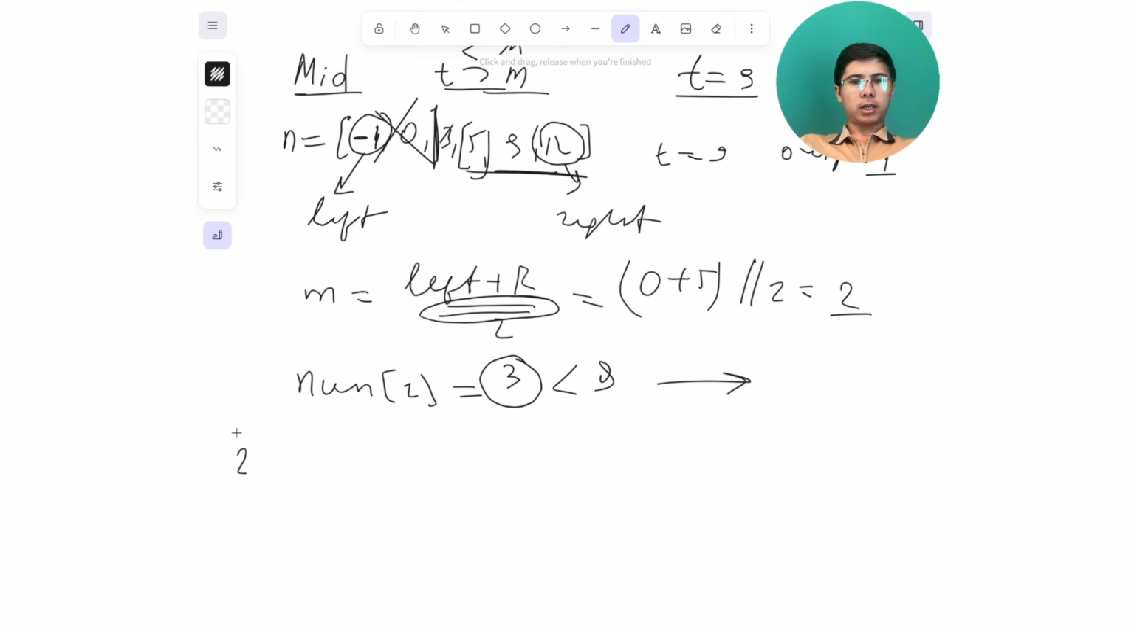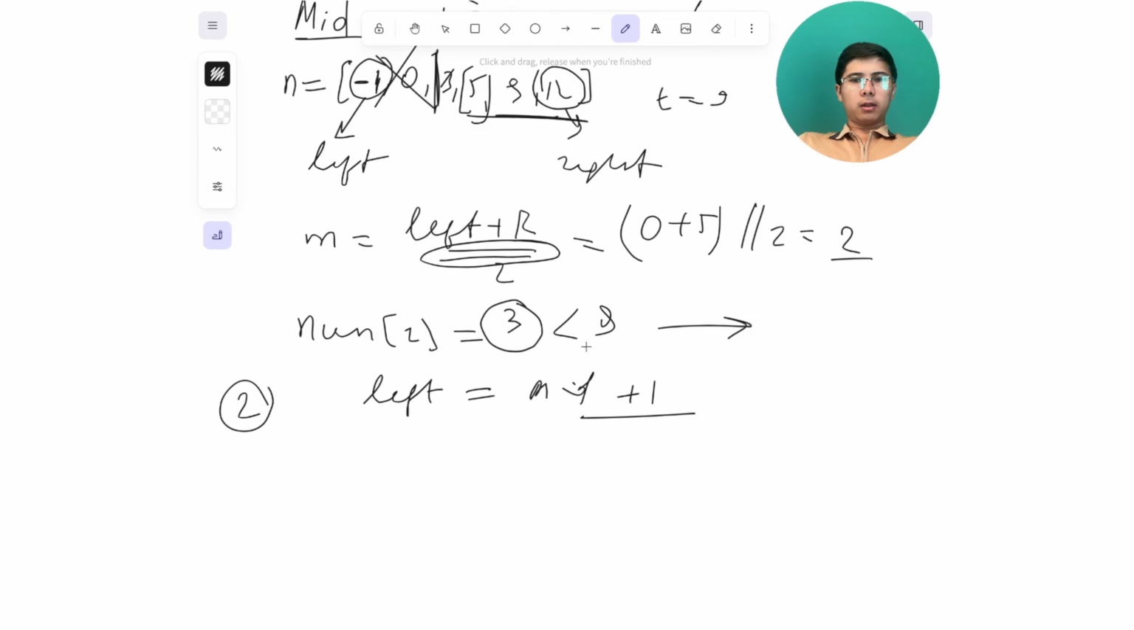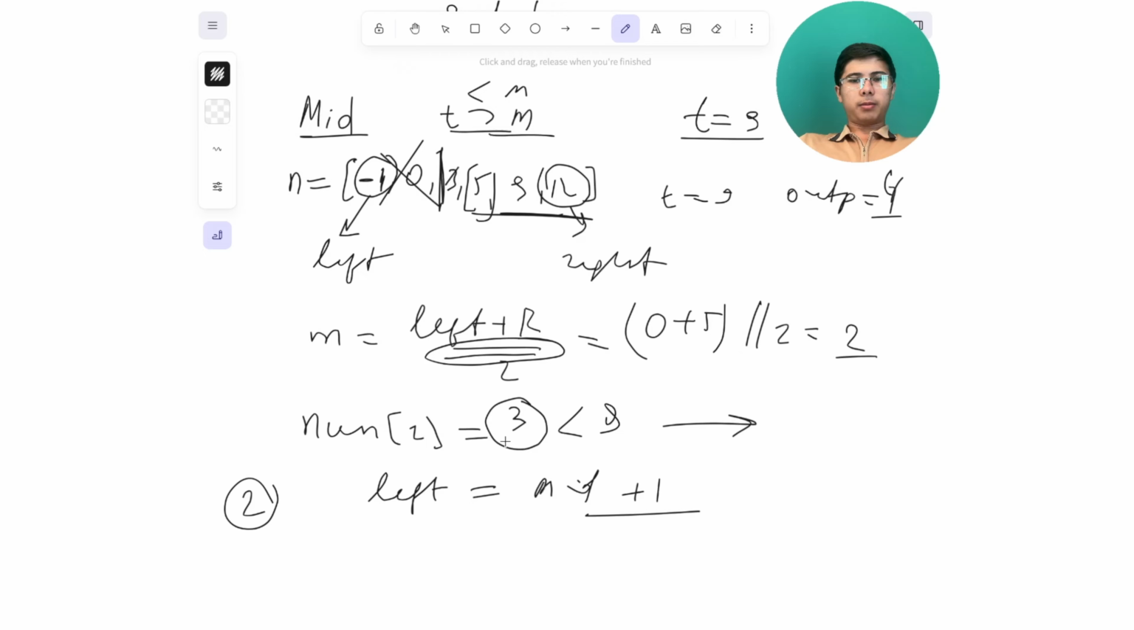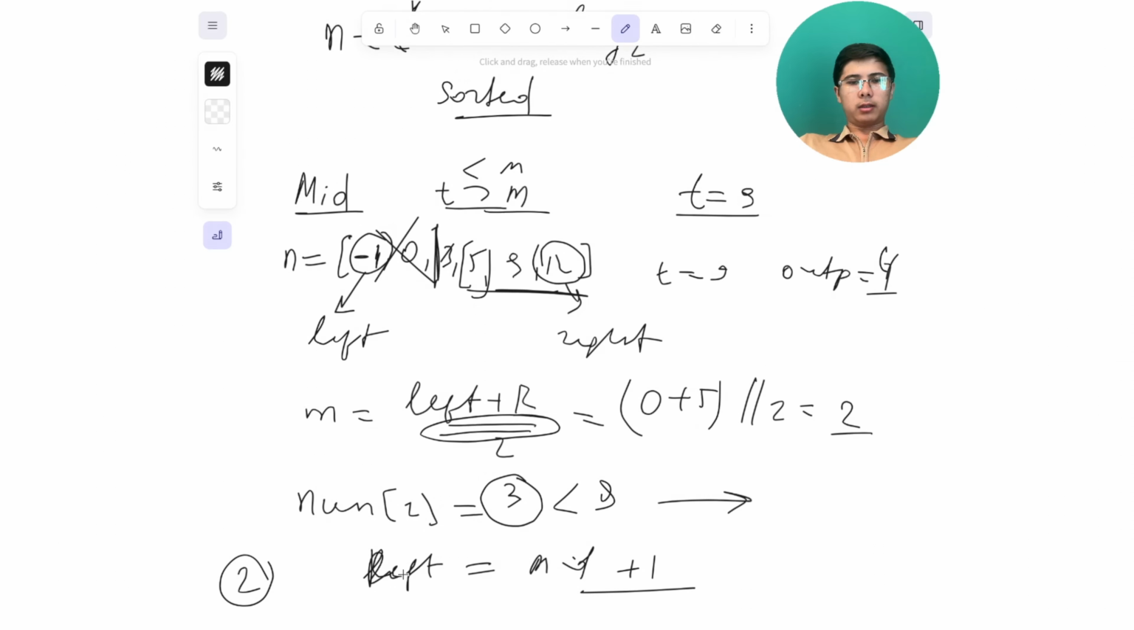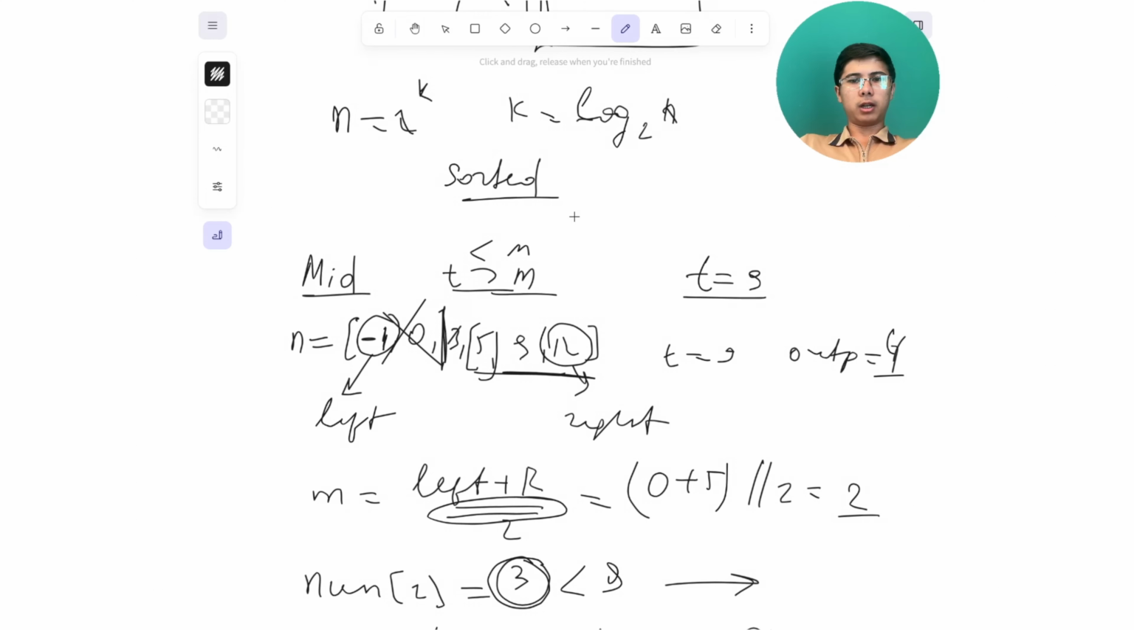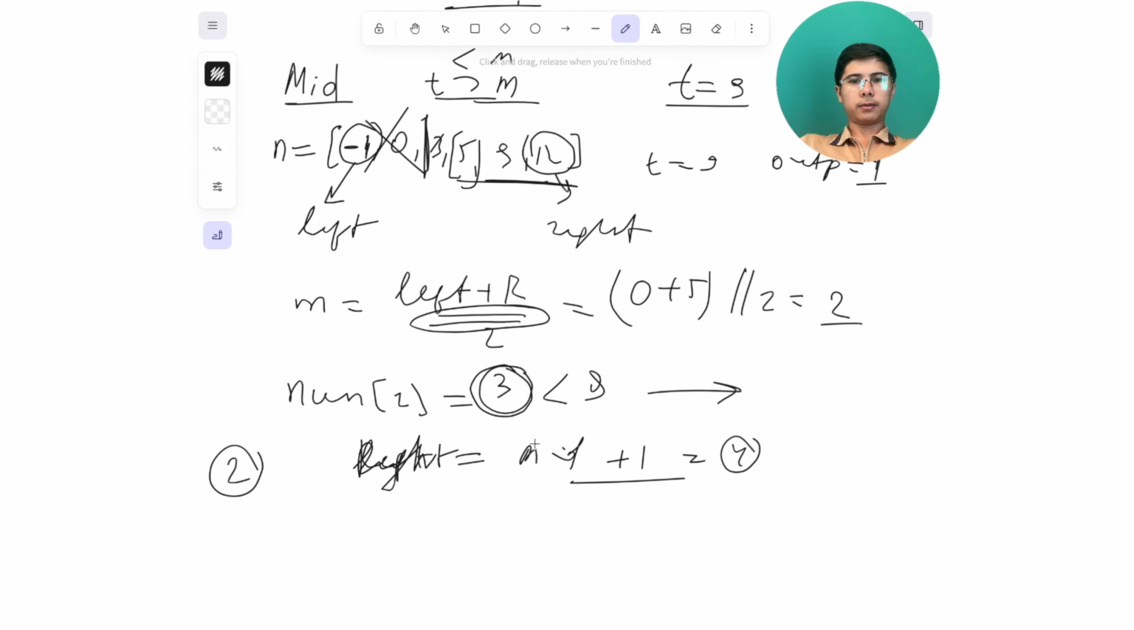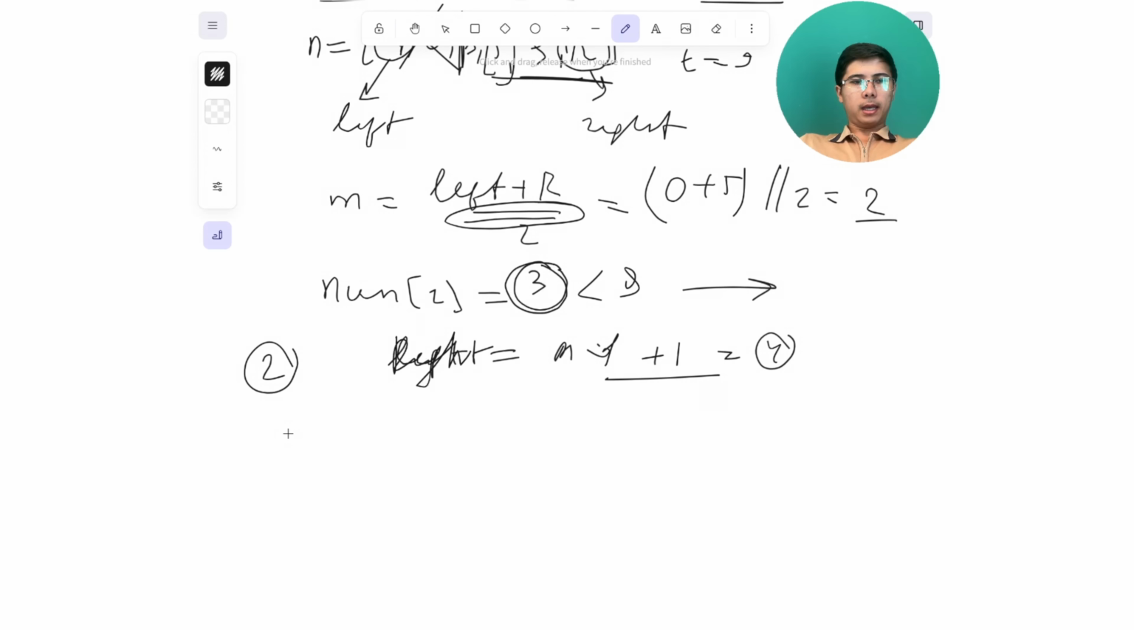So our second iteration is: left equals middle plus 1, because the target doesn't need to equal that middle. So the left becomes 2 plus 1, which is 3, and we start from the third index, with right still at 5.